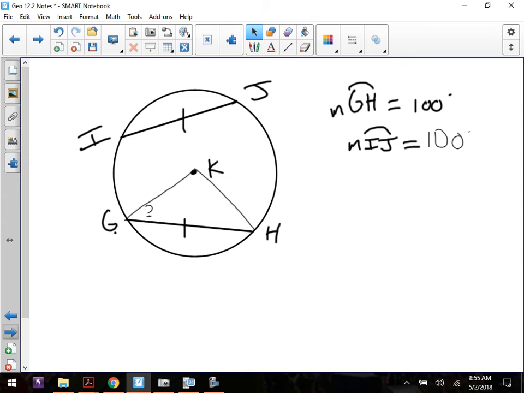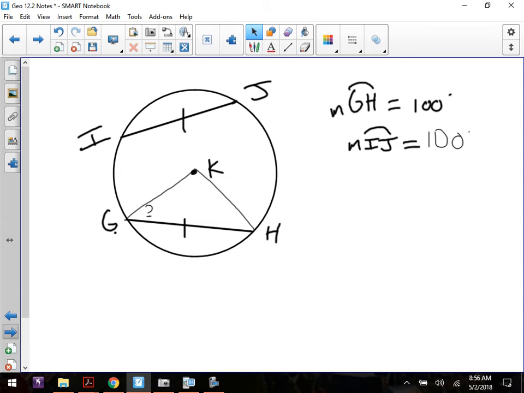That's 100. Okay. Arc GH is 100. Remember, it's an isosceles triangle. If you know arc GH is 100, what do you know about angle GKH? It's 100. So that's 100 degrees. It's an isosceles triangle. Now, 40. Right. This is about isosceles.